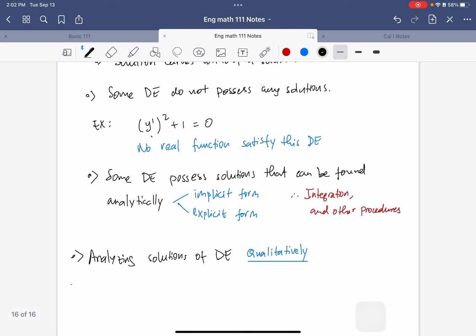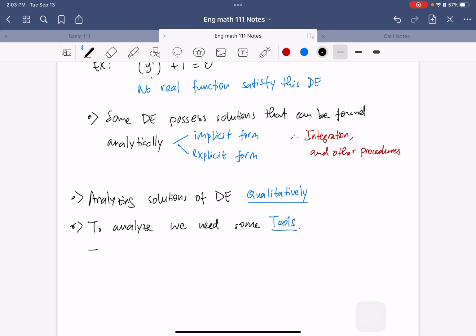So to analyze, we need some tools. One way to see this qualitatively, in our case in first order, is through the direction of the slope field, or the slope. The tool is the slope field.